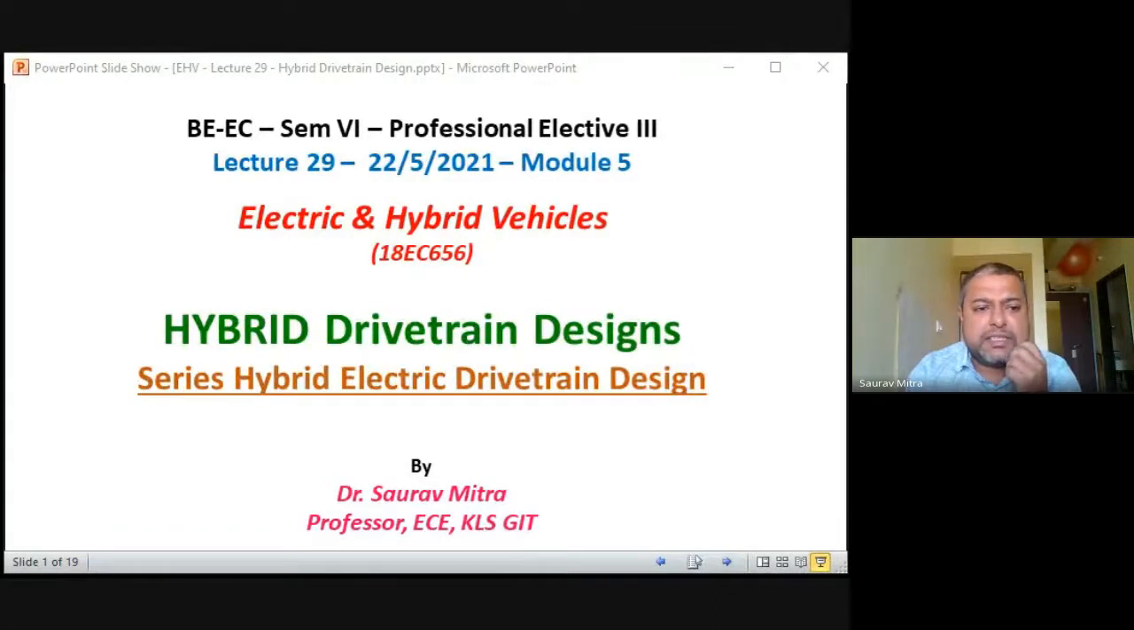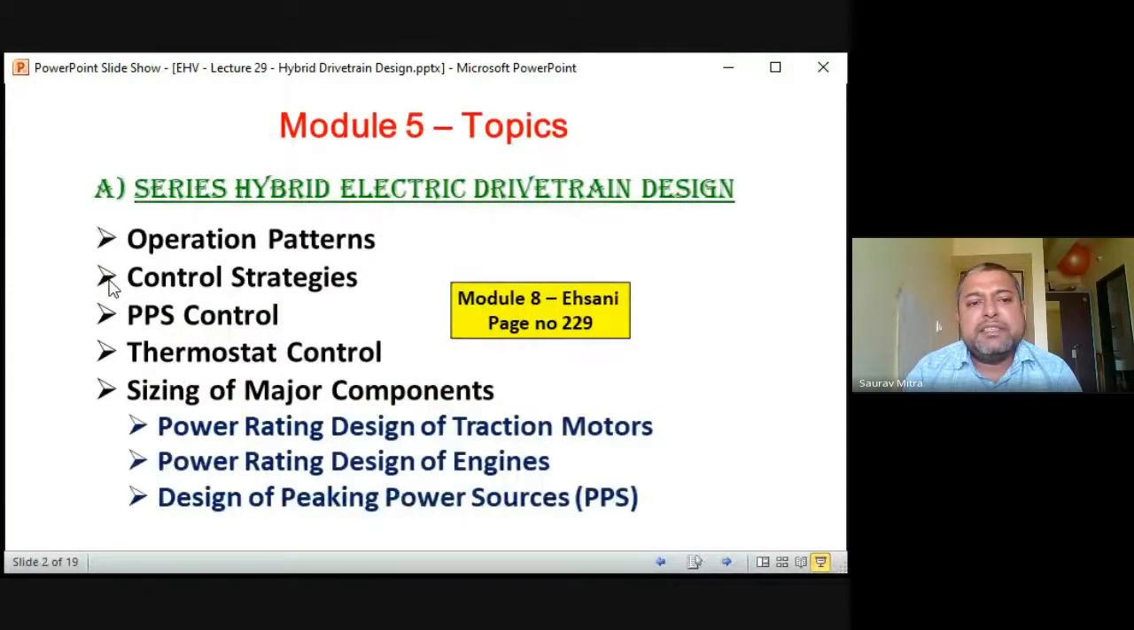So this module actually is spread over two chapters in the book of Ehsani. So what we find is this is the first part. As we found in the fourth module, that is series and parallel, all those things were there. In this case also there will be series and parallel electric drivetrain design. So in the previous chapter there were two parts. First part was electric vehicle, second part was hybrid electric vehicle, and they were spread over fifth and sixth chapter of the book of Ehsani.